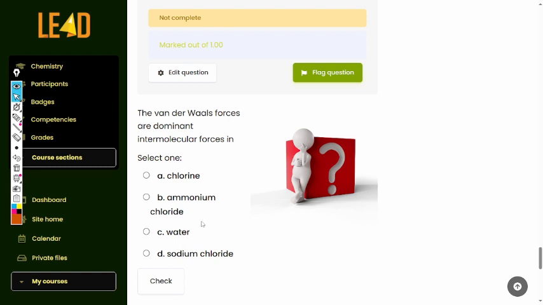For water, you have hydrogen bond there. Sodium chloride is also ionic bond between sodium ion and chloride ion. So the correct answer here is chlorine.